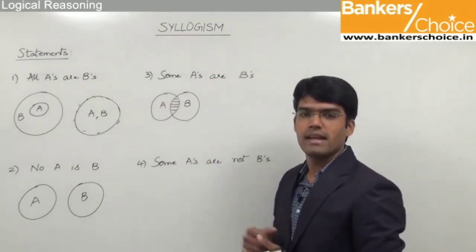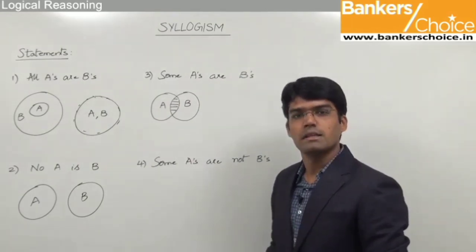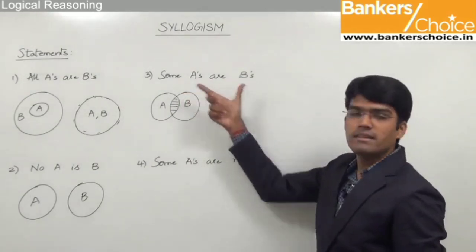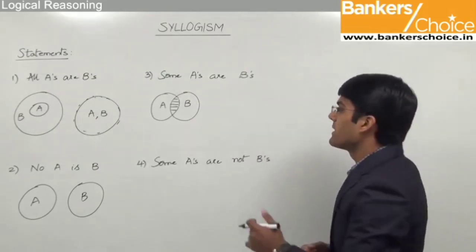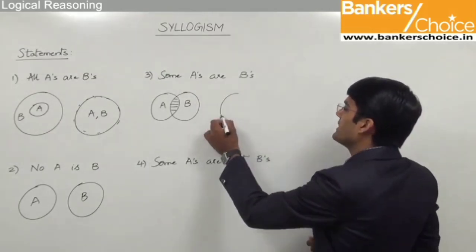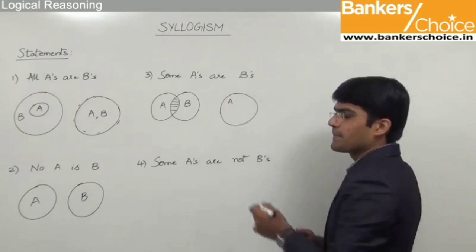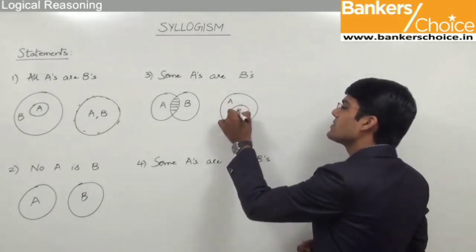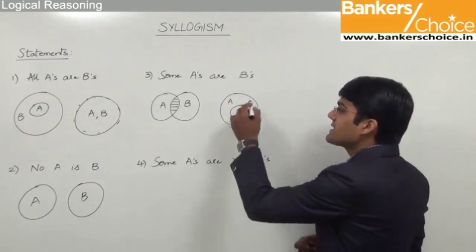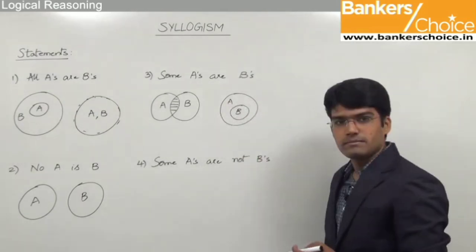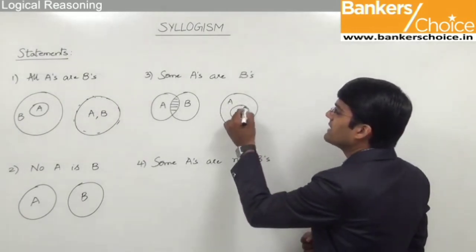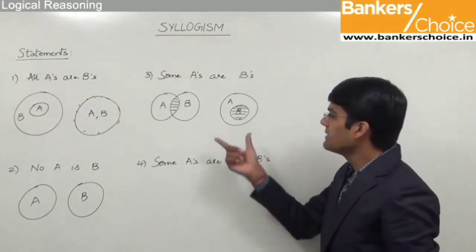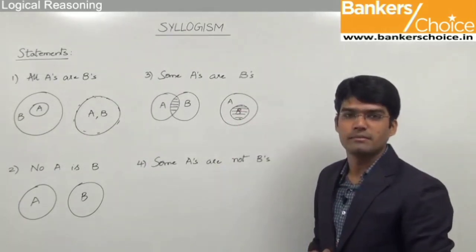So this is the basic diagram for the statement some A's are B's. But there are other possible ways of drawing some A's are B's. For example, let us assume this is the circle which represents A. Now within this circle, if we draw a smaller circle which shows B, we can see that some of the A's are B's. As you can see, these are the A's which are B's. So very clearly, some A's are B's is also followed in this diagram.